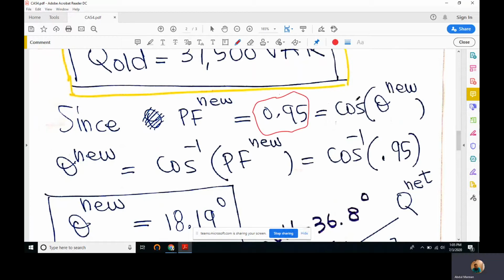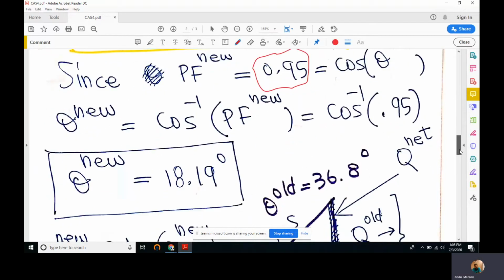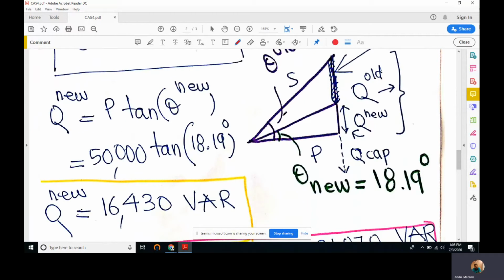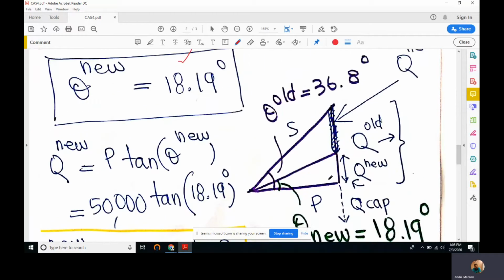So this means 0.95 is cosine of this new theta, and the new theta would be computed by taking the inverse cosine of this new power factor, which comes out to be 18.19. So this diagram shows both thetas. This is the older theta we have, which is 36.8. This smaller theta is the new theta, 18.19.